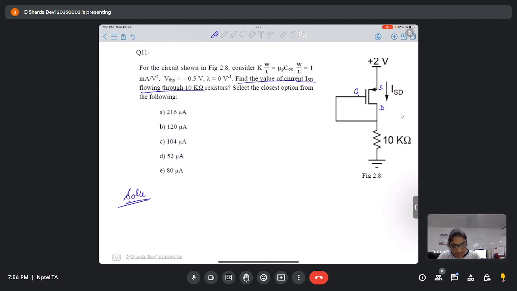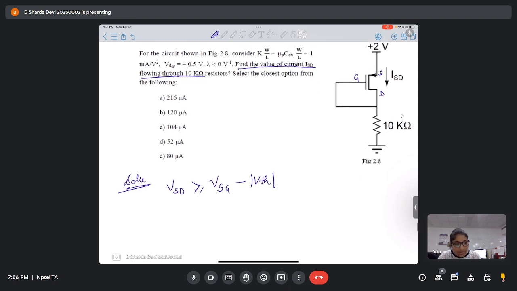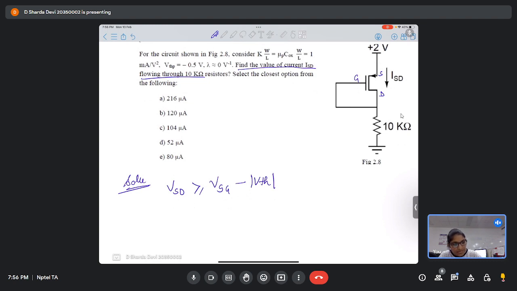What is the condition for transistor to be in saturation? VSD should be greater than or equal to VSG minus mod of VTH, right? Vs is common, so we can simply remove Vs. So here you can clearly see that Vd and Vg are shorted, right? So this configuration is always in saturation.